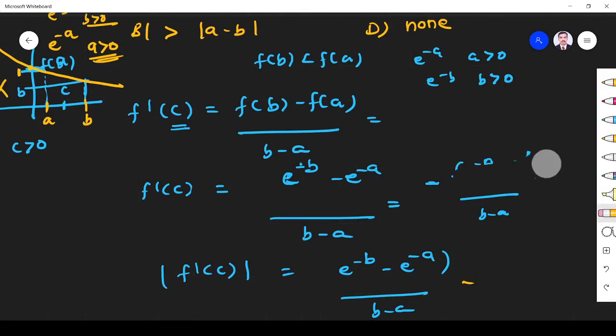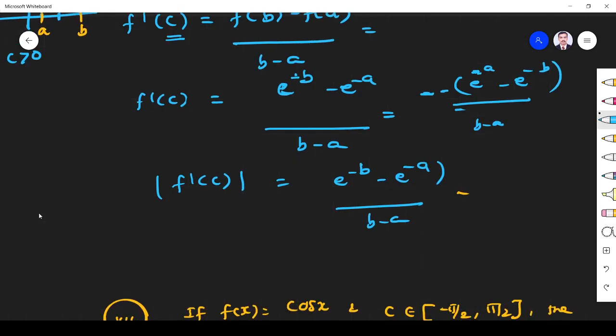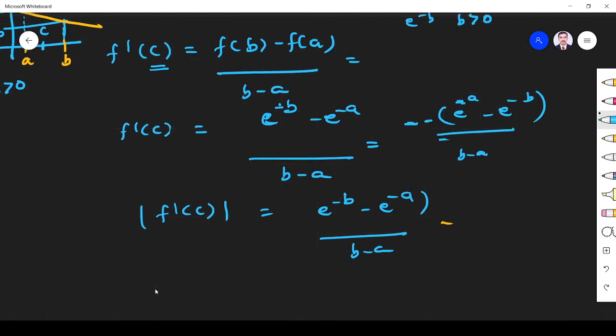Right? So e power minus b, e power minus a. Sorry, that's what I want to emphasize: e power minus a, e power minus b, right? Okay, fine. So if you take the modulus, what will happen? This will become like this, right?